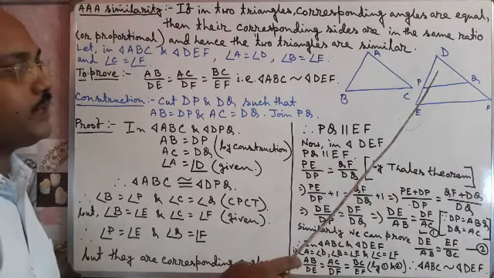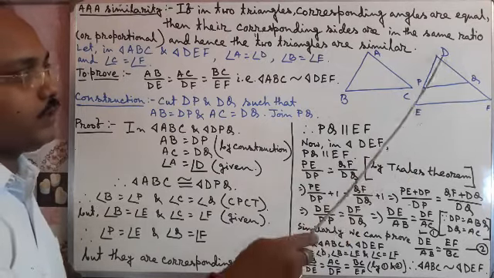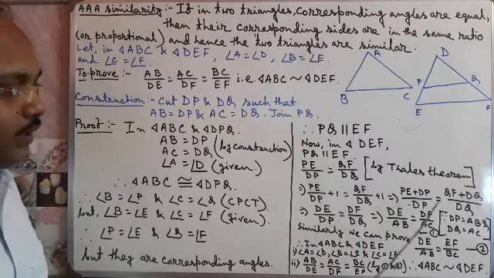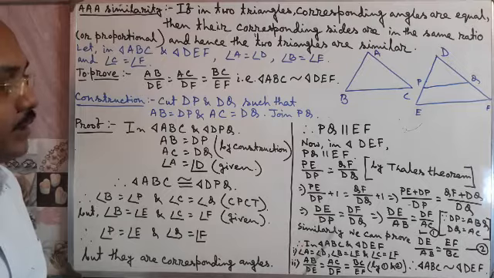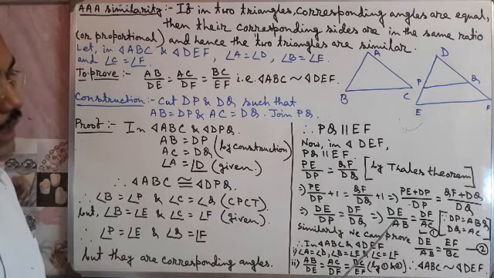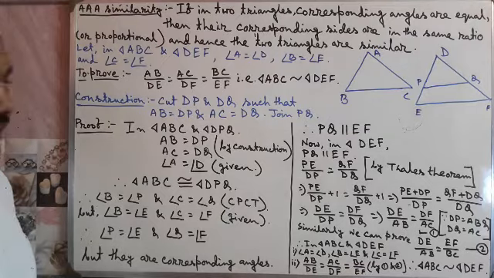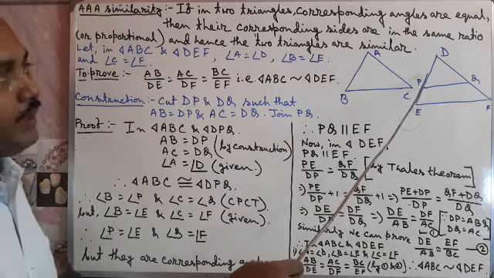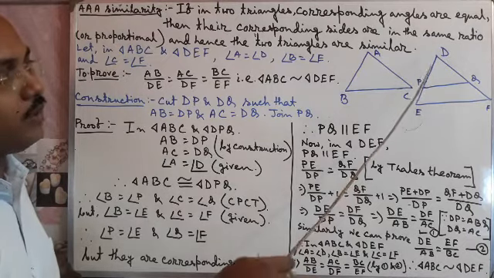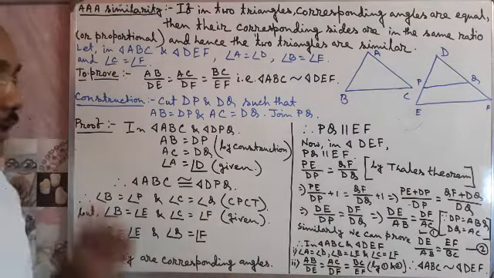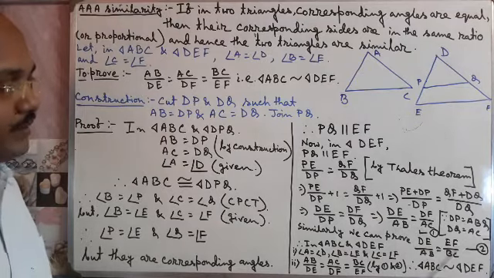Now in triangle DEF, PQ is parallel to EF. So by Thales theorem we can say that DP by PE is equal to DQ by QF. Now adding one to both sides, it will be DE by DP is equal to DF by DQ. Now by construction, DP is equal to AB and DQ is equal to AC. Putting this, we get DE by AB is equal to DF by AC. Similarly, taking P on the side DE and Q on the side EF, we can prove that DE by AB is equal to EF by BC.